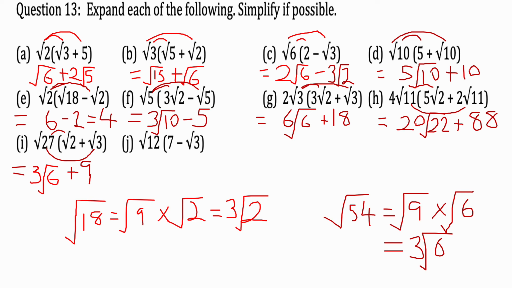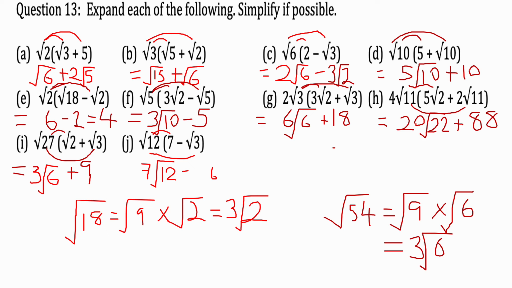Okay. Last one, for today's video, I've got root 12 times 7. That's going to be 7 root 12. And then I've got root 12 times negative root 3. Well, 12 times negative 3 is negative 36. So it's minus the square root of 36, which simplifies to 6, because 36 is a square number. So that's going to simplify to minus 6.